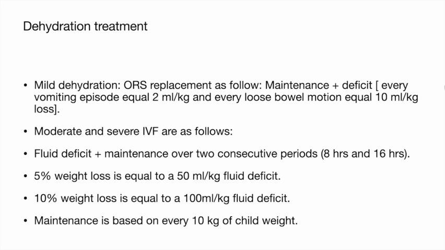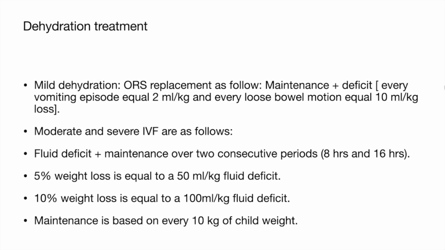So any patient who is losing about 5% of their weight, you calculate it as 50 ml for each kilogram lost in fluid deficits, and for any patients who have 10% weight loss, it is equal to 100 milliliter per kg fluid deficits. And that's regarding the fluid deficits. So you will multiply the 100 ml for 10% and 50 ml for the 5% losses.